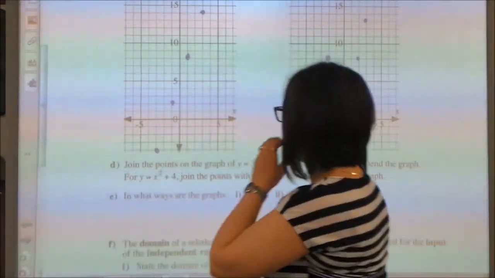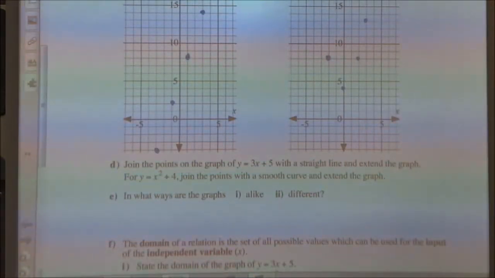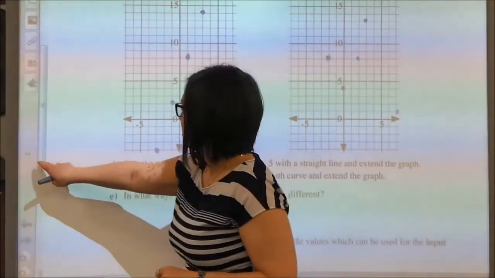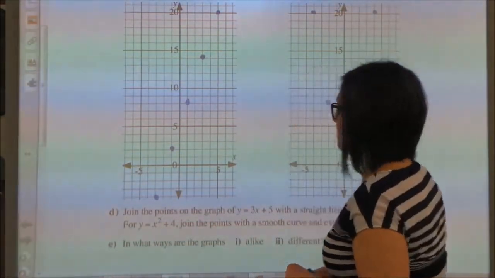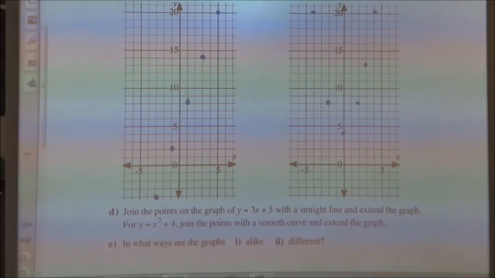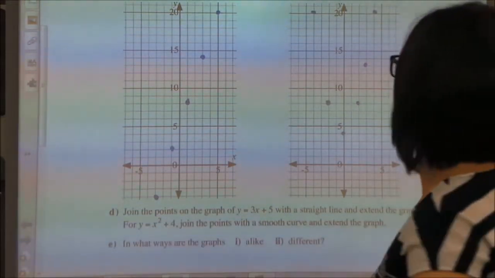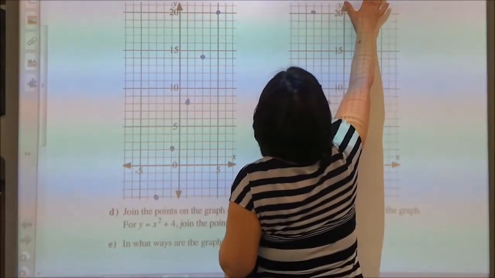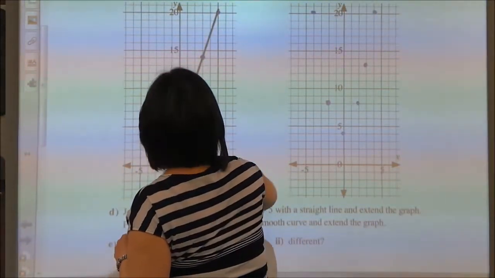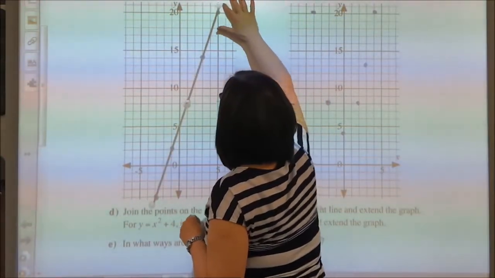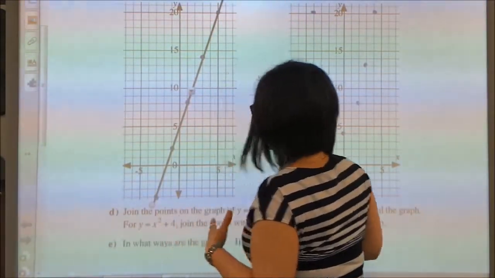In part D, it says, join the points on the graph with a straight line and extend the graph. And then for y equals x squared plus 4, join the points with a smooth curve and extend the graph. So with this one, what should I be using to draw my line? A ruler. So I should be using a ruler to join these points, and then I can extend the line outside the graph.